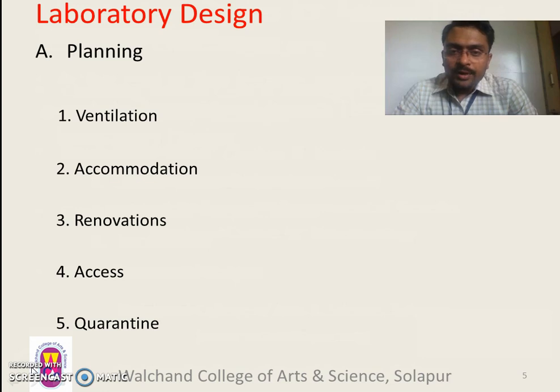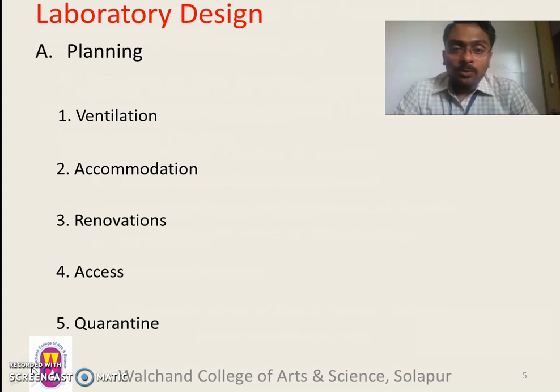Then the second point is the accommodation. If you are going to establish the animal tissue culture laboratory, then how many people are going to work in your laboratory should be fixed. If it is a simple and small scale laboratory, then not more than 50% can work in that laboratory, and they cannot work simultaneously. They can work in shifts.